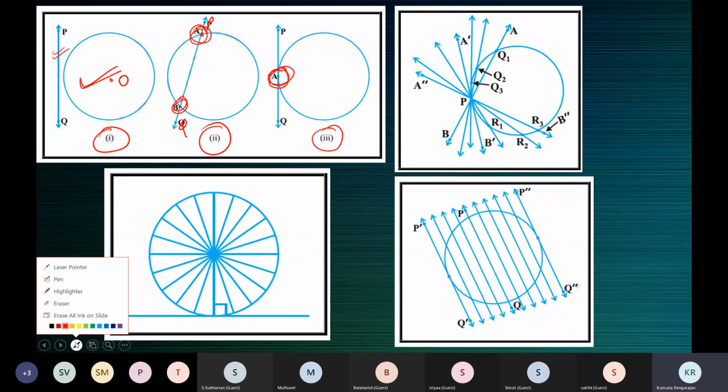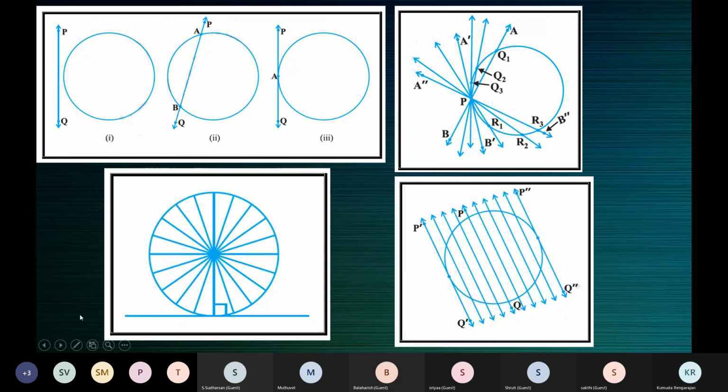So as we understood, in figure 1 there's no relation between the line PQ and the circle. In figure 2, line PQ is a secant to the circle, intersecting the circle at the points A and B. In the next figure, line PQ is a tangent to the circle at A. That is, A is the point of contact.